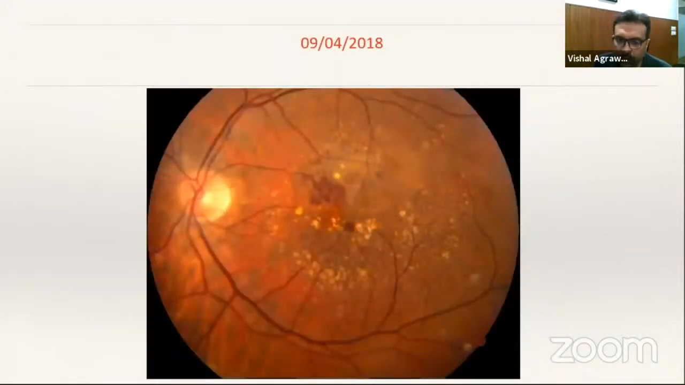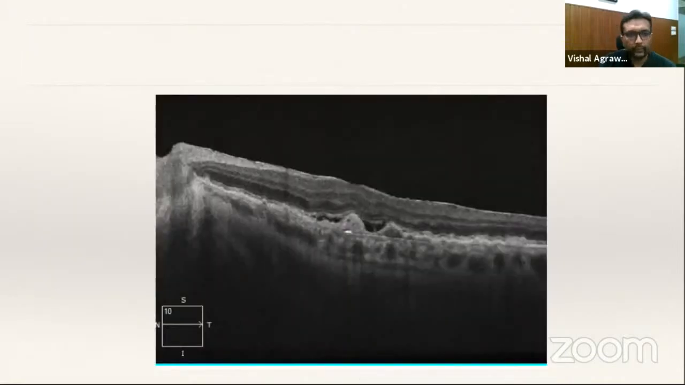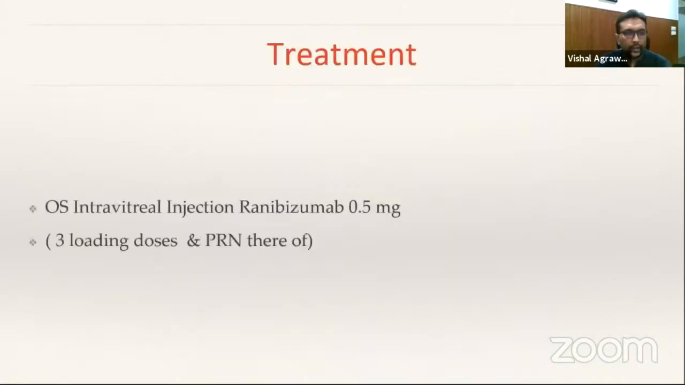Again, after 1.5 months, the patient came grudging, complaining, shouting, and the vision had drastically dropped because there was an activation of the CNVM. There was blood, and you can see at the superior part of the fovea, at the edge of the previously scarred CNVM, there is a fresh bleed. You can see the FFA, and there is activity on the angiogram, and fluid. So left eye intravitreal injection ranibizumab 0.5 mg was injected, again 3 loading doses and PRN thereafter.